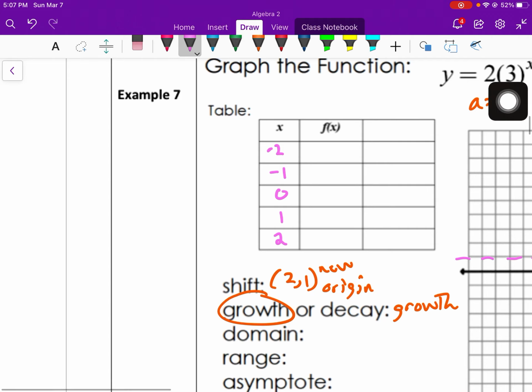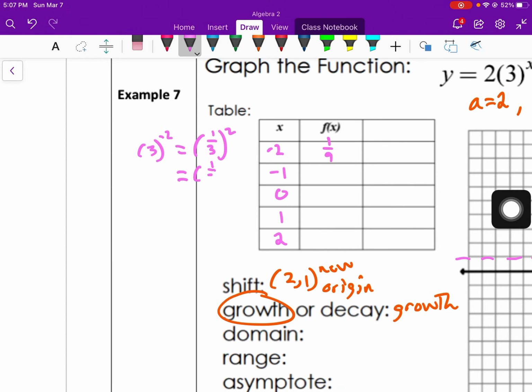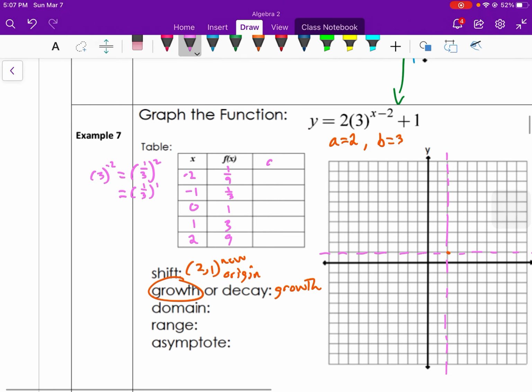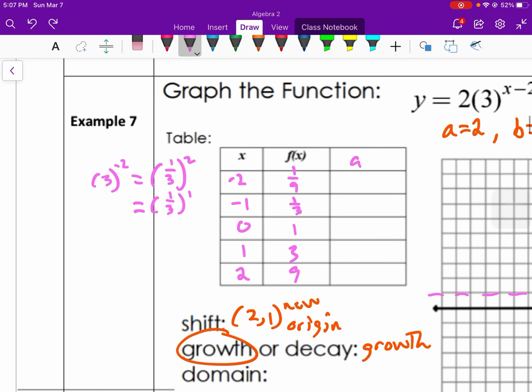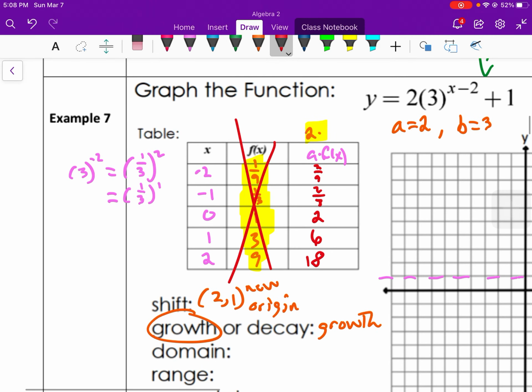So now it's my b value, 3, raised to these values. So we have to take the reciprocal. So that's 1/9. We know we'll have to take the reciprocal for the second one because it's also negative. So I can just go right here. 1/3 to the first is 1/3. Anything to the 0th power is 1, 3, and then 9. And then my a is, how would I put f of x, just to be clear on this one? It's a times f of x. A equals 2. So 2 times my f of x. So it's 2/9, 2/3, 2, 6, and then 18. And then we can get rid of this column.